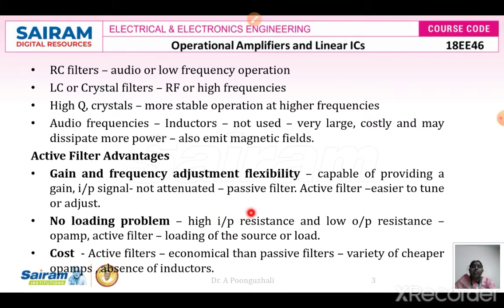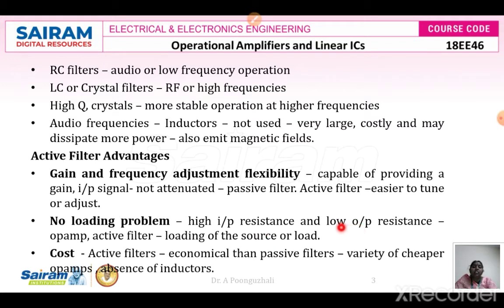Similarly, at the output side, the op-amp is going to have a low output resistance. When it has a low output resistance, it means that the current is going to be more. So when the current is more, it can drive a number of devices. To the output, I can connect a number of devices, and this output current of the operational amplifier can drive the number of output devices. So we say that there is no loading problem because of high input resistance and low output resistance.